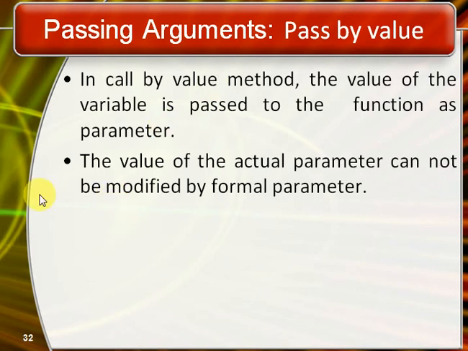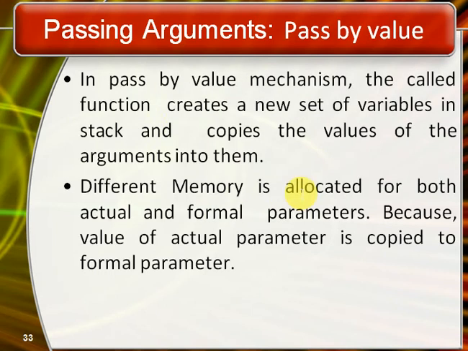Now various ways of passing arguments. The first one is pass by value. In call by value or pass by value method, the value of the variable is passed to the function as a parameter. The value of the actual parameter cannot be modified by the formal parameter. In the pass by value mechanism, the called function creates a new set of variables in stack and copies the value of arguments into them. Different memory is allocated for both actual and formal parameter because the value of the actual parameter is copied to the formal parameter. Both are at different locations within memory.